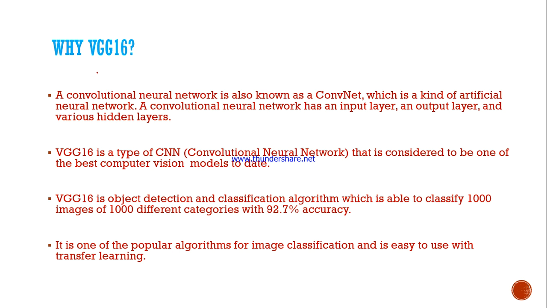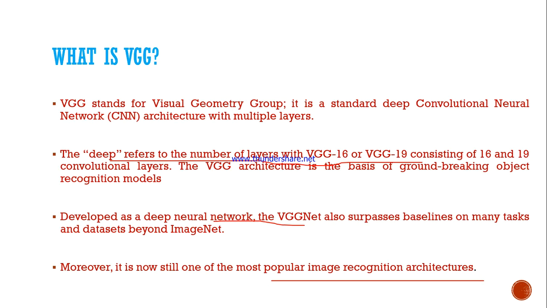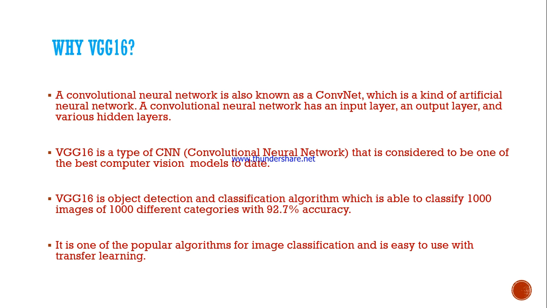So what is VGG, and why do we need it? It's one of the familiar models, also known as ConvNet. It's a type of CNN, and one of the best computer vision models today, and also one of the familiar object detection and classification algorithms, which is able to classify images into 1000 different categories with 92.7% accuracy. It's also easier to use with transfer learning, because in the previous session I explained about transfer learning.